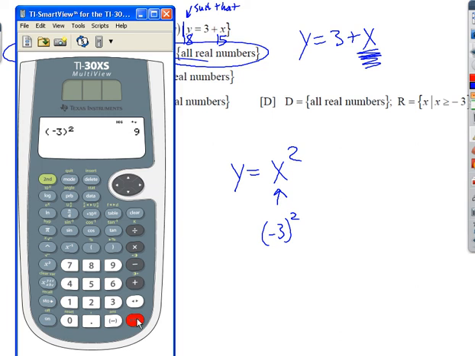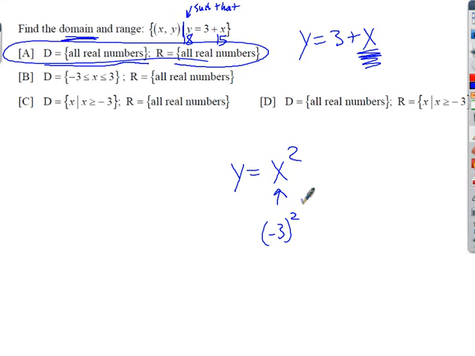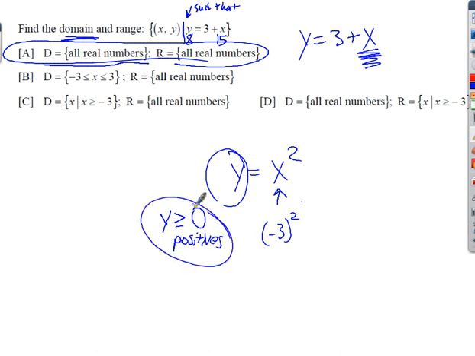Okay, and the reason I was showing you this was that you can put a negative number into this one, but the range, the output, is always going to be positive. So that might be where it says the range is where y is, excuse me, greater than or equal to 0, and that's a mathematical way of saying it's all positives. That's the only thing you're going to get out of that, and that's true for this equation. All right.